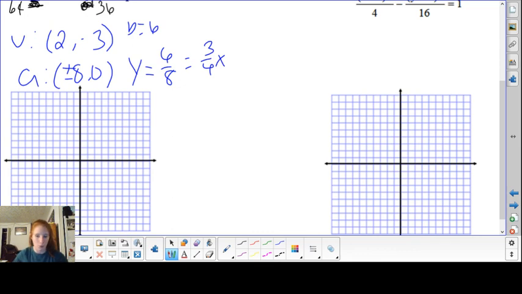Sorry about that, guys. Okay, so we're going to start by first plotting the 2, negative 3. So I'm going to go to the right 2, down 3. From that point, I'm going to go ahead and do my asymptotes. So from there, I'm going to go up 3 to the right 4. Send my asymptote lines.